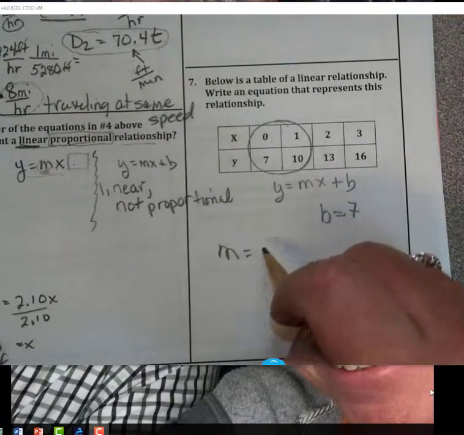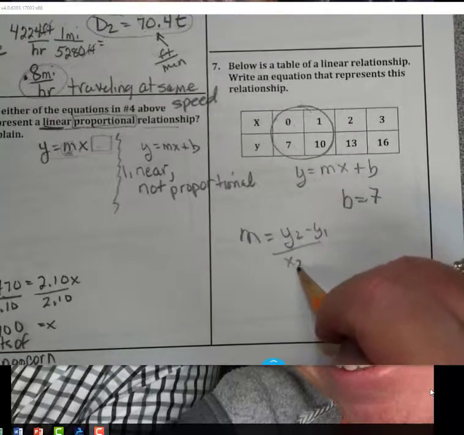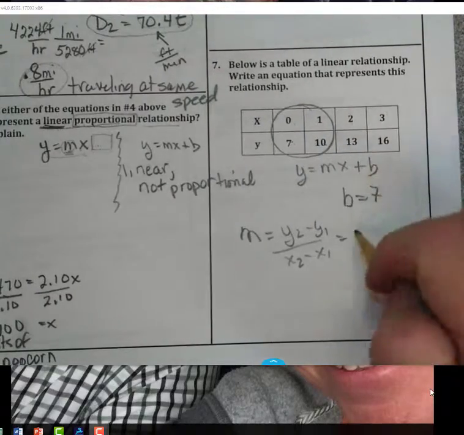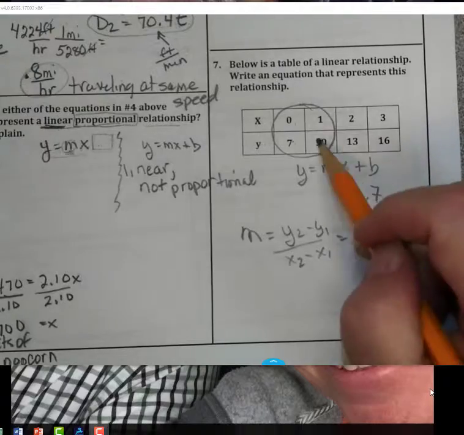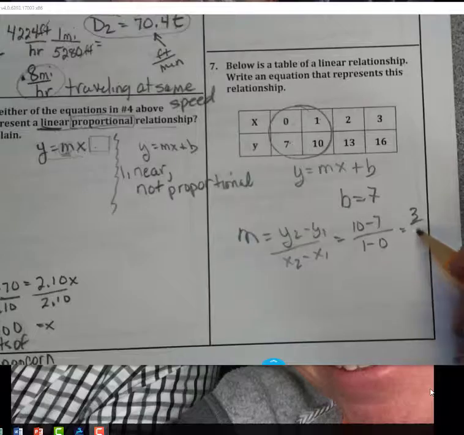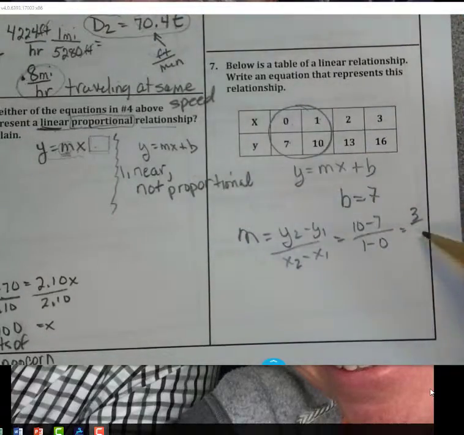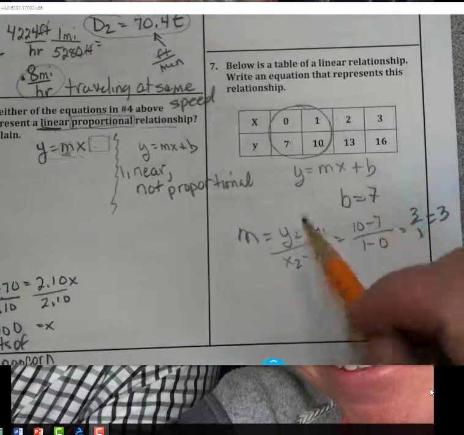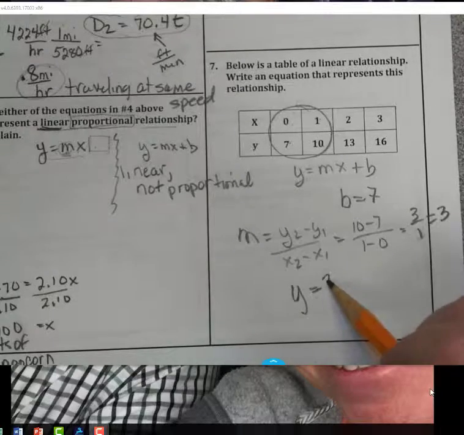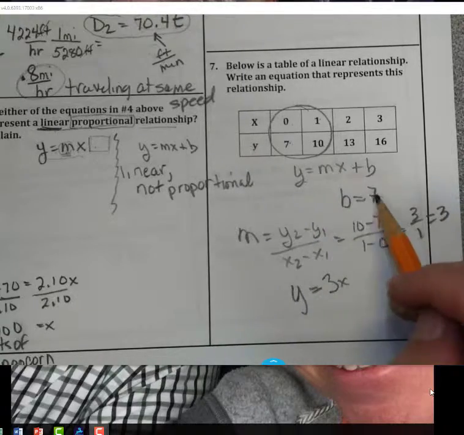So, m equals y sub 2 minus y sub 1 over x sub 2 minus x sub 1. So I'm going to have 10 minus 7 divided by 1 minus 0. So I'm going to have 3 over 1, which equals 3. So the slope is equal to 3. So the final relationship equation is y equals 3x plus 7, the slope, the input, the output, and the y-intercept.